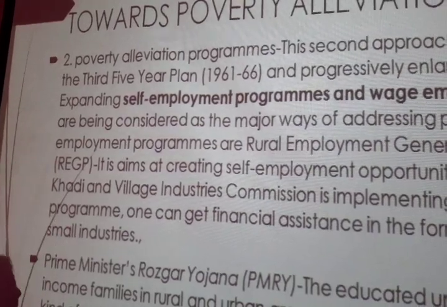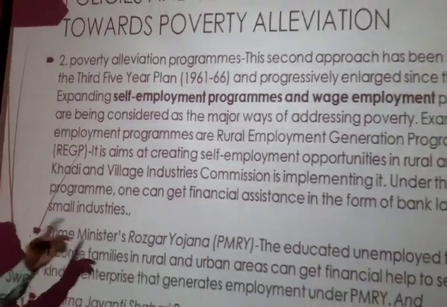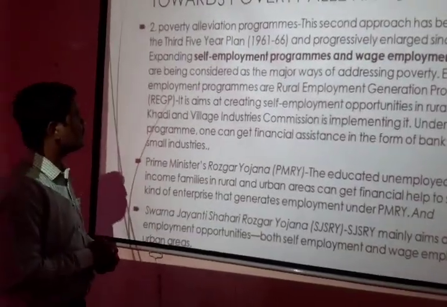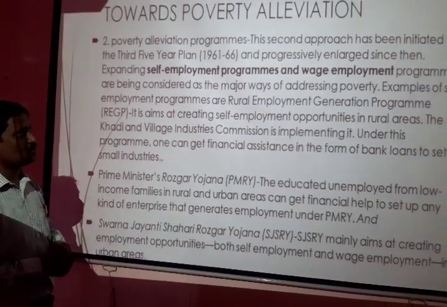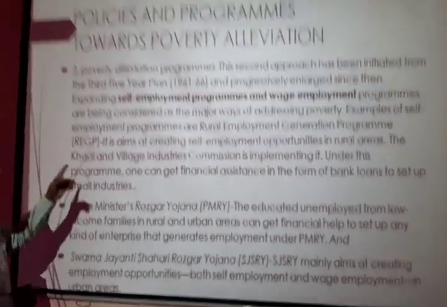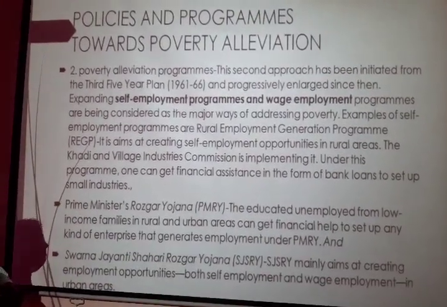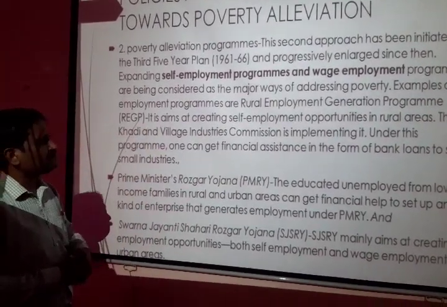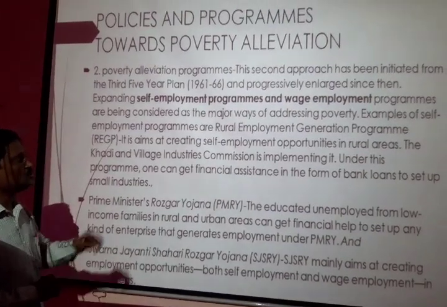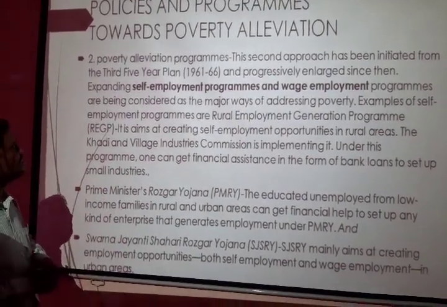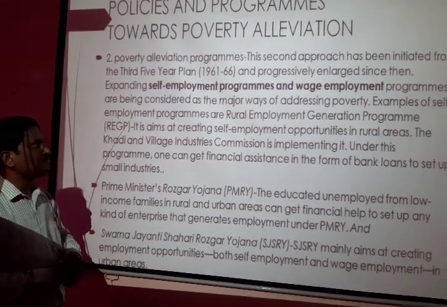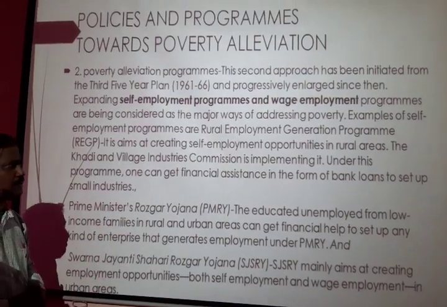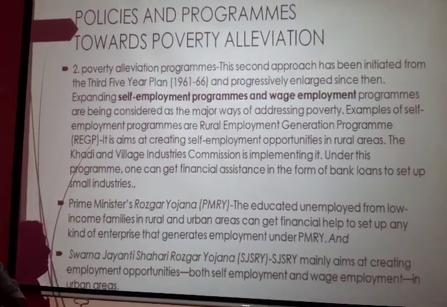Under the poverty alleviation program, the government's aim is to directly take measures to reduce poverty. How to take direct measures to reduce poverty? Under these programs, the government is particularly encouraging self-employment programs and wage employment programs. These two kinds of programs are initiated under the poverty alleviation program to reduce poverty. Under the self-employment programs and wage employment programs, many programs are undertaken by the government.